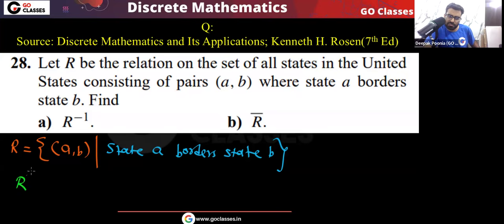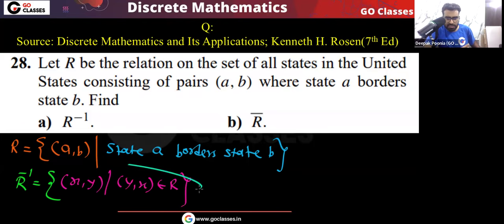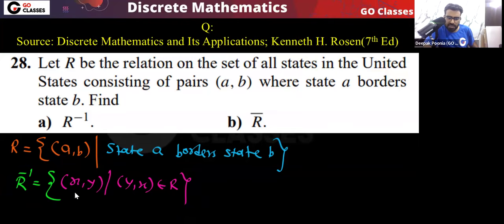What will be R inverse? R inverse means, if you apply the definition. You can see in R, if A is related to B, then in R inverse, B will be related to A. Or I can say that R inverse has pairs xy such that yx belongs to R. Just apply the definition. In every question, I am just applying the definition, nothing else. Nothing complicated.